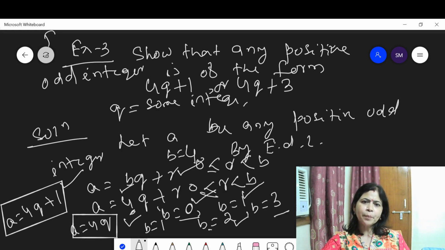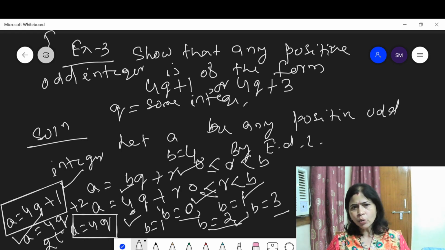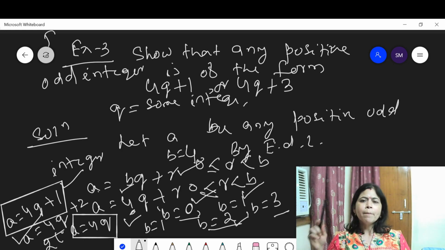When you take r equal to 2, then a is equal to 4q plus 2. This is an even number because when you take 2 common, it is 2 times (2q plus 1). This means a is a multiple of 2, so a is an even number. But the condition we have taken is that a is a positive odd integer, so this is not possible. r equal to 0 is not possible. r equal to 1 is possible.